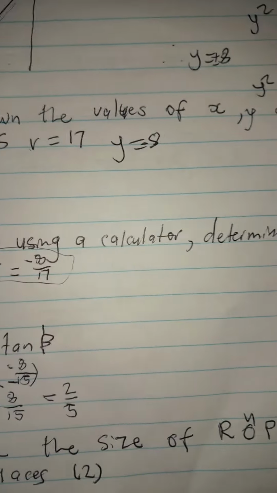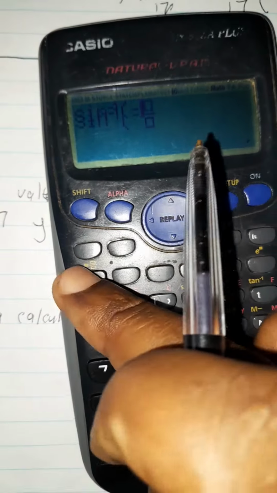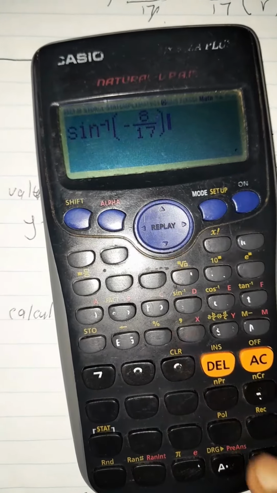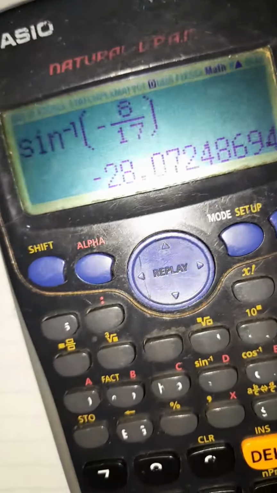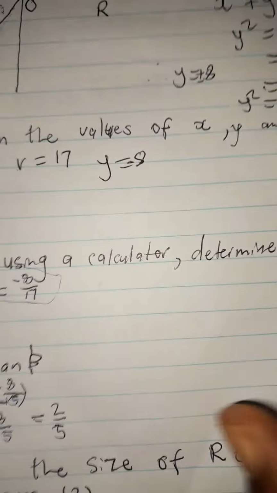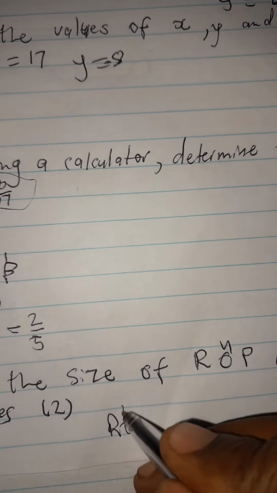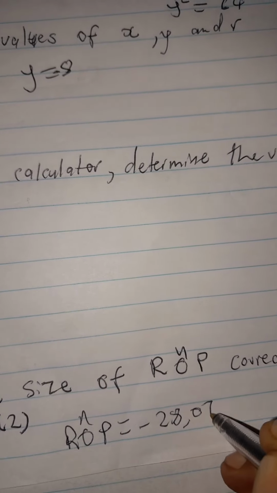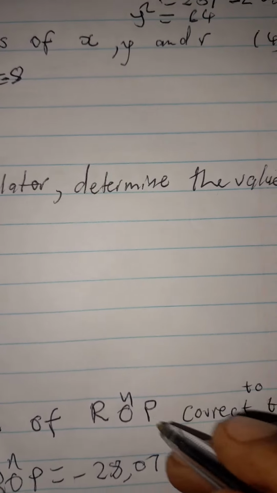So let's find the size of ROP. What will be the size of ROP? Take your calculator there and punch negative 8 all over 17. Okay, what will be that? That will be negative 28,07, correct to negative 28. ROP is negative 28,07. Then whenever an angle is negative, you are going to add 180 to make it obtuse.